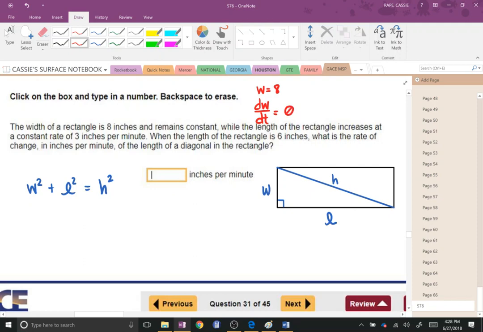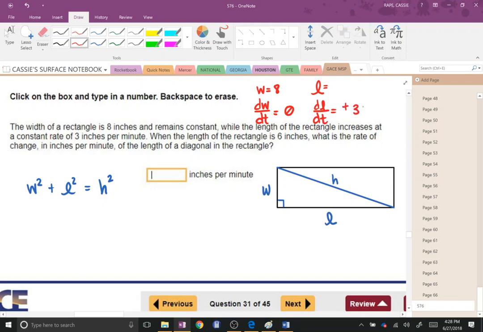And so dw dt is how we write the rate of change over time. And it says that the length of the rectangle, you don't know that yet, but it tells you that dl dt, how fast the length is changing, is increasing. So it's a positive. If it said decreasing, it would be negative.